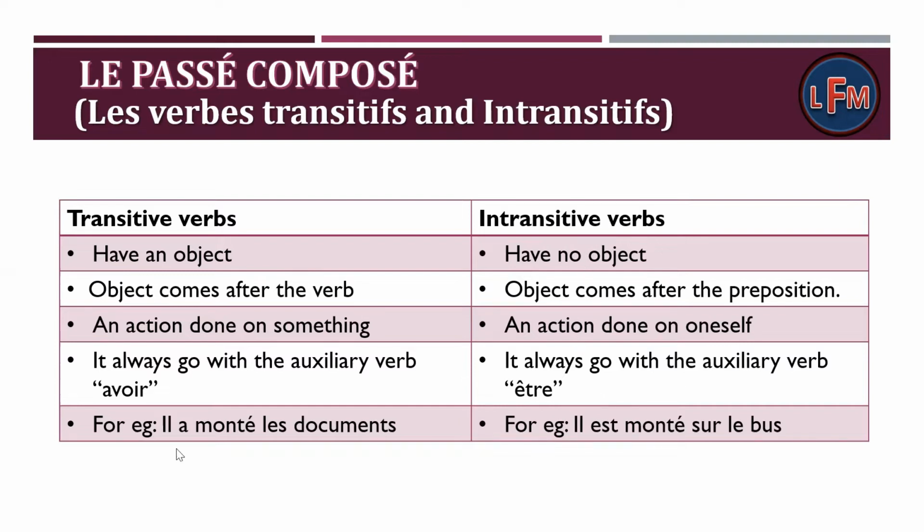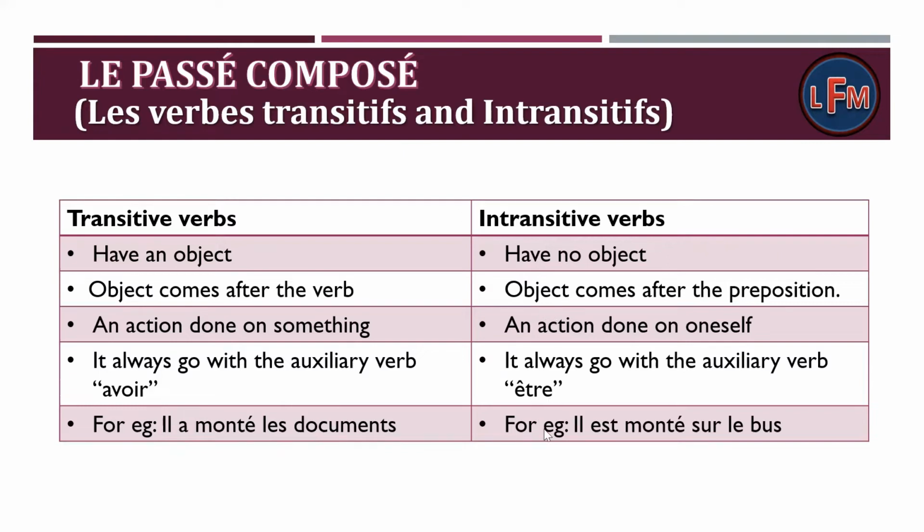For example, il a monté les documents. Here we have the verb monter. So he carried up the documents. So what is he carrying up? He is carrying up the documents. Here we have an object which comes after the verb and the action is done on something, on the object les documents. So it goes with auxiliary verb avoir. Il a monté les documents.